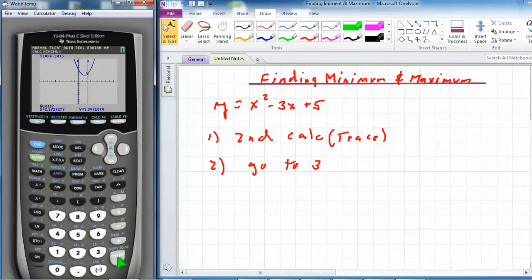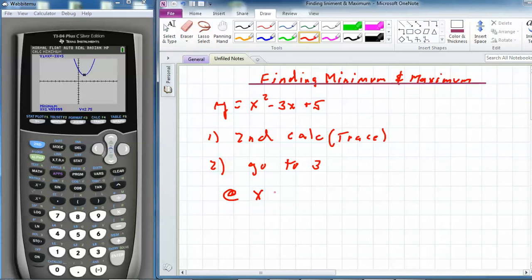I don't know why the guess is up there. And the minimum value is at x equals 1.5. So looking at my function, at x equals 1.5, the minimum value is 2.75. Likewise, we can do this with a maximum value.